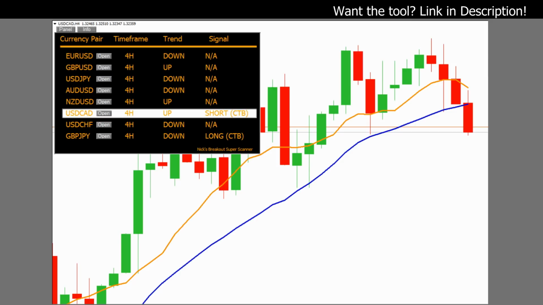You can see down at the bottom there, if we were to pull up GBP JPY, which we'll do an example of in a bit, that would have a long counter trend break, meaning that the trend is down, but the price is breaking to the upside.